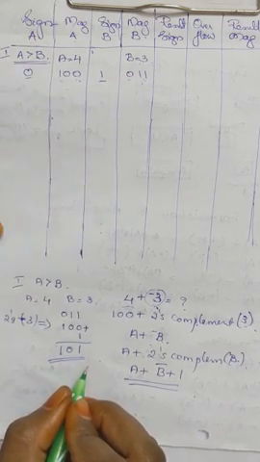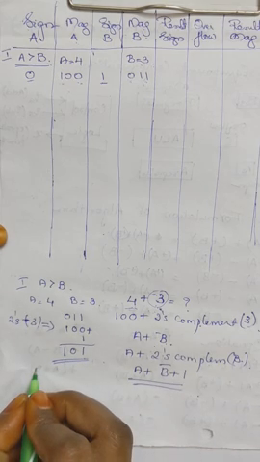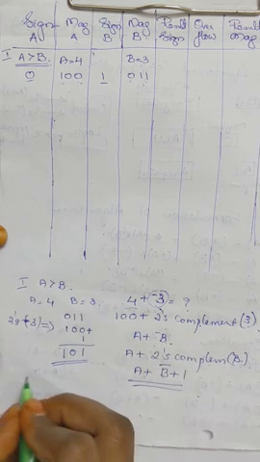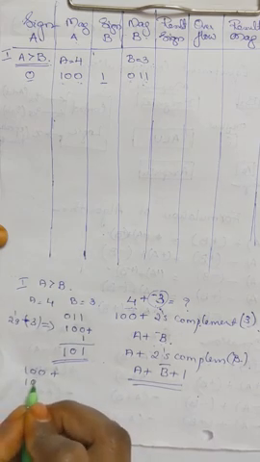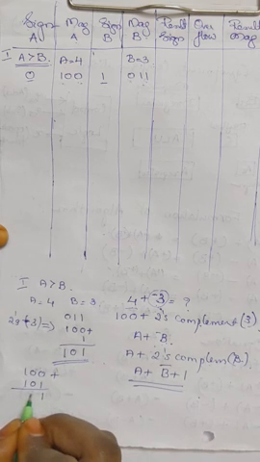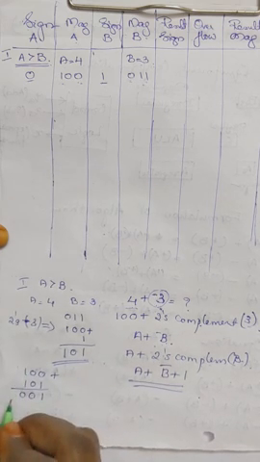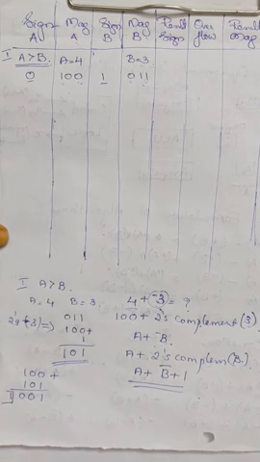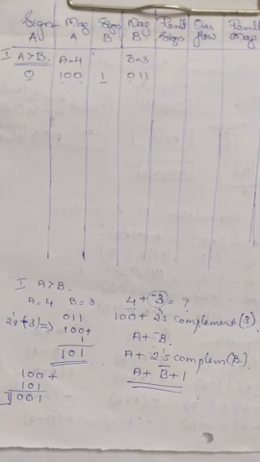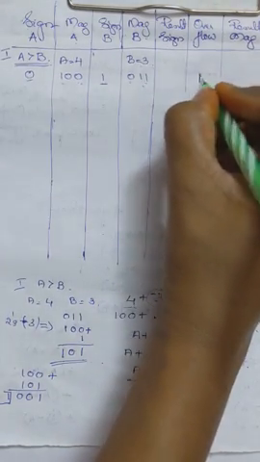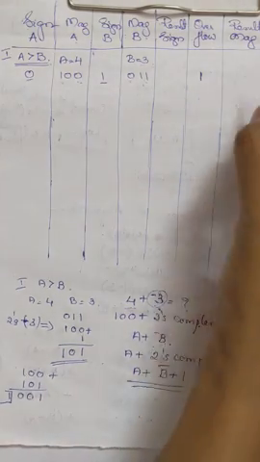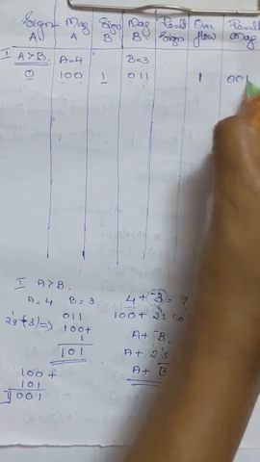Now you have to do the addition of 4 plus the 2's complement of B. That is 1 0 0 plus the 2's complement of B, which is 1 0 1. You will be getting 1 0 0 with carry 1. This becomes an overflow. So the overflow bit is what? 1. Overflow will be 1, and the resulting magnitude is 0 0 1.